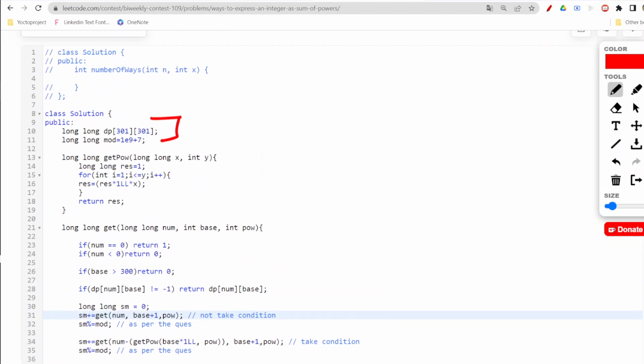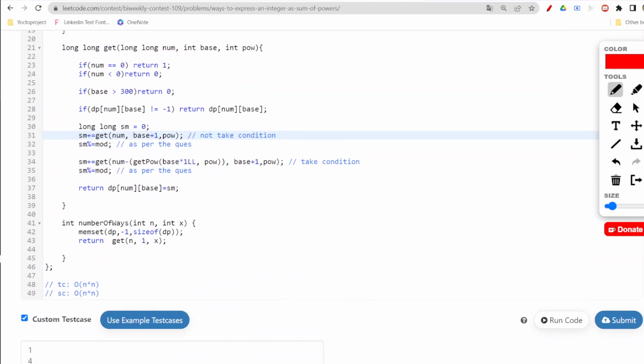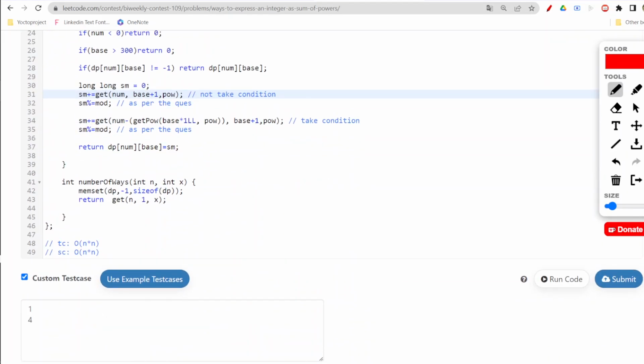So now here we are just initializing with -1, and then we will be calling our get function. In this get function, we are first passing that number which is there, our power which is there, and starting from the 1. So this is what we are doing here.